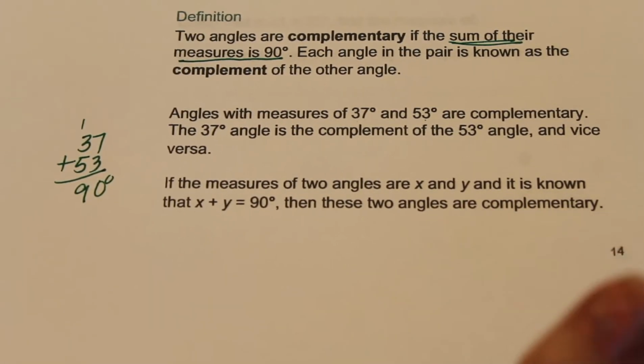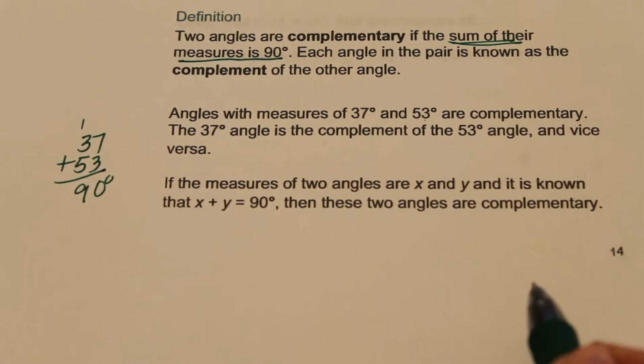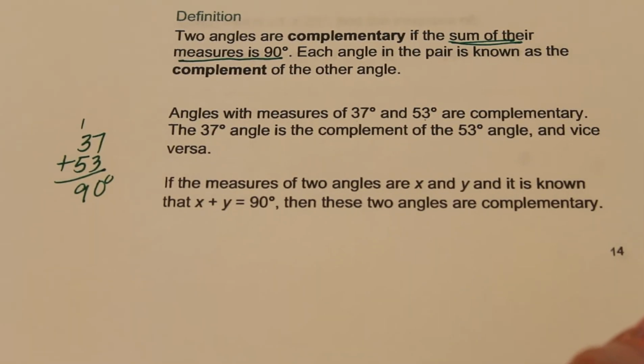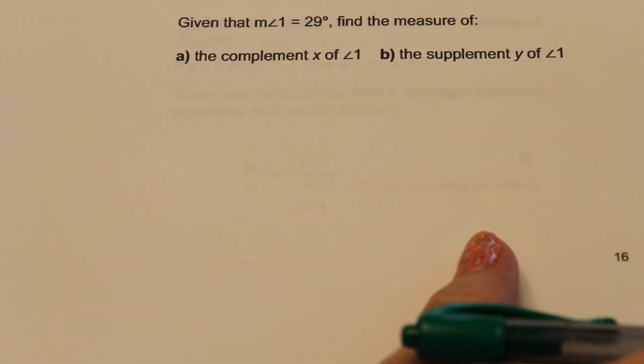Two angles are called the complements of each other if their sum equals 90 degrees. So complementary angles, the sum equals 90 degrees.